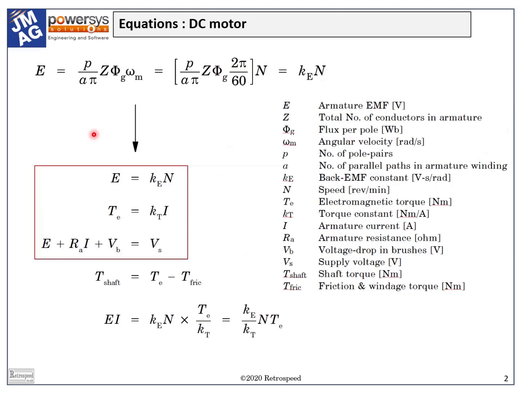These are the performance equations of the permanent magnet DC motor. They are very simple: EMF proportional to speed and torque proportional to current. The voltage around the circuit is in accordance with Kirchhoff's first law, and the constants Ke and Kt are both proportional to the flux phi or phi g, the air gap flux.